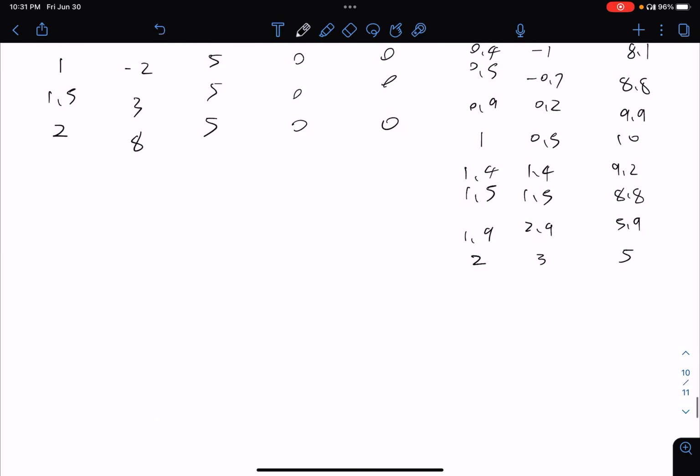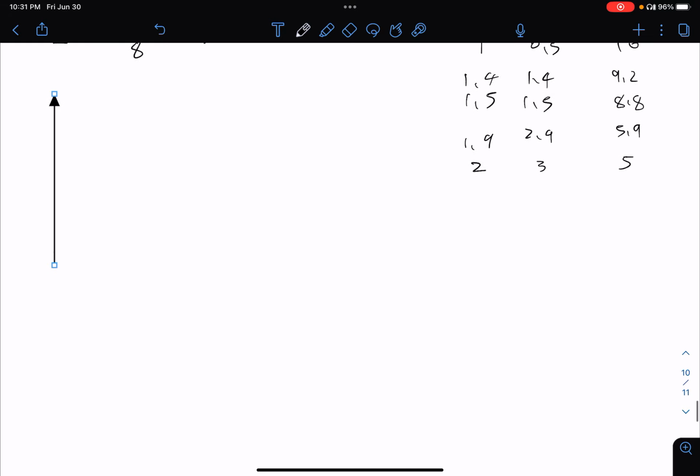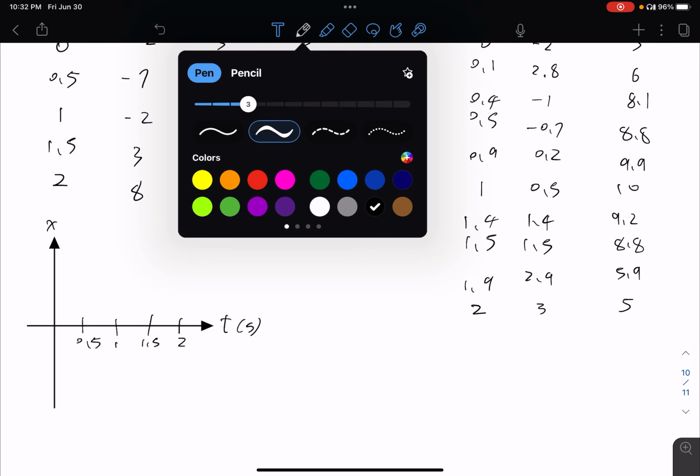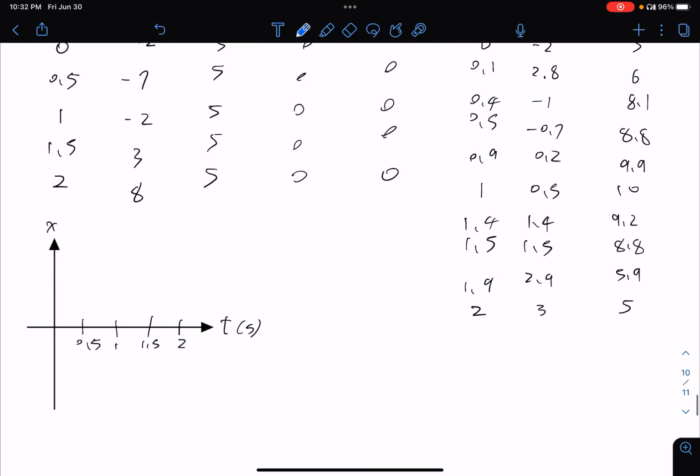Let me just draw the axes again. Start with the x-t plot. I already know by plotting in the red dot frame that we need t equals 0 to 2. So let's just go by 0.5 seconds. This is x. So for the blue dot frame, the easiest one is the blue dot. It's just going to be 0 all the way.